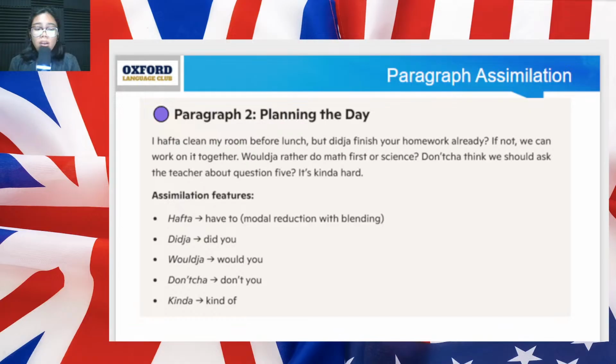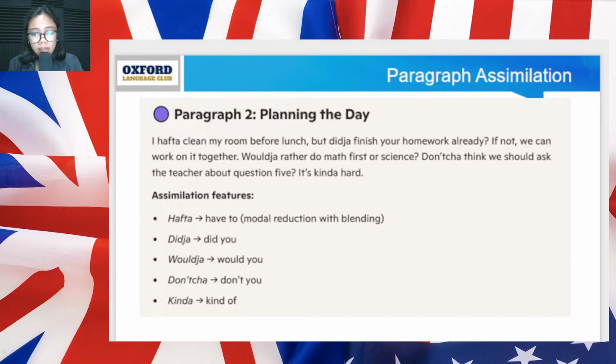I have to clean my room before lunch, but did you finish your homework already? If not, we can work on it together. Would you rather do math first or science? Don't you think we should ask the teacher about question 5? It's kinda hard.